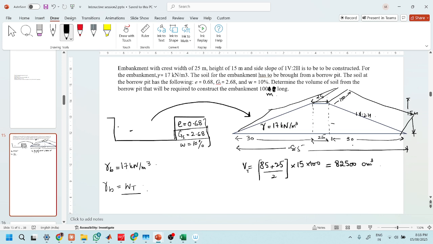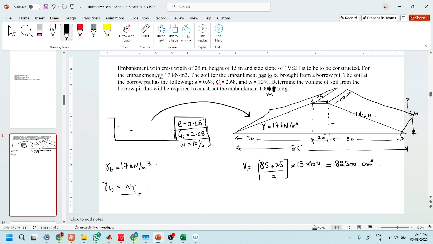Excuse me, madam. Yes. Soil is not mentioned, it's a bulk density, madam, because water content is not given. For the borrow pit, 10% water is given. We will assume that we will be making this at 10% only. Otherwise, we can assume this value 17 as a dry density, madam. Yeah, we can do that as well. It will be easier calculations.